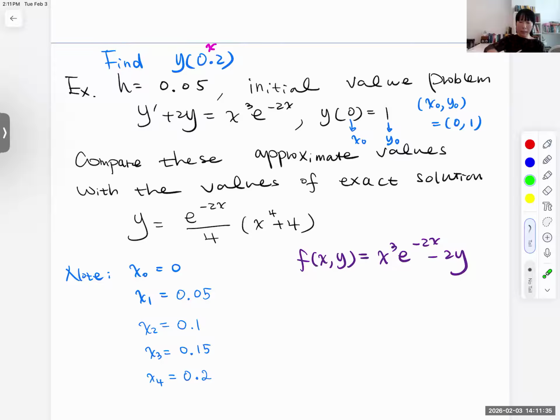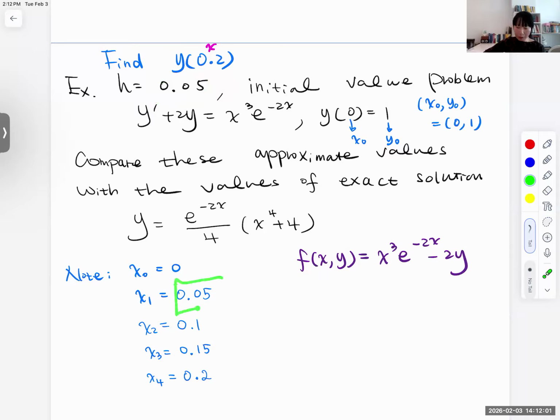And 2y, let me see, is it the same? Yeah, looks like the same question. I see. Looks familiar. So yeah, it is the same question, but the step size is different. It was earlier 0.1, but now 0.05.